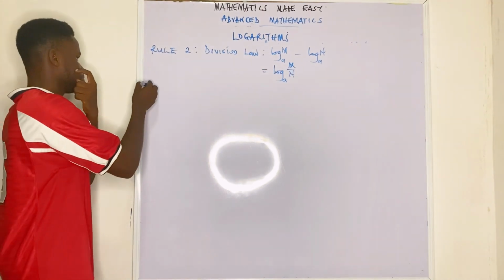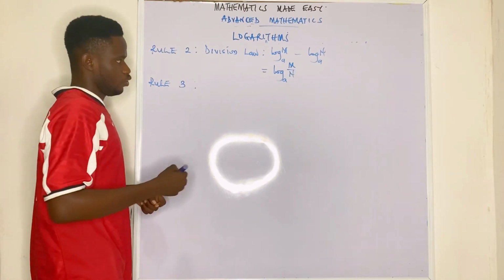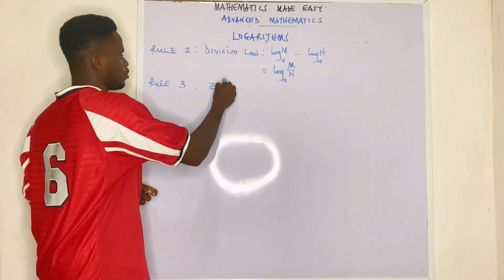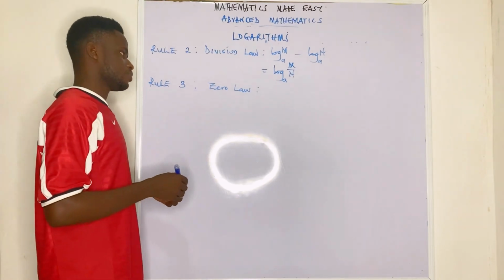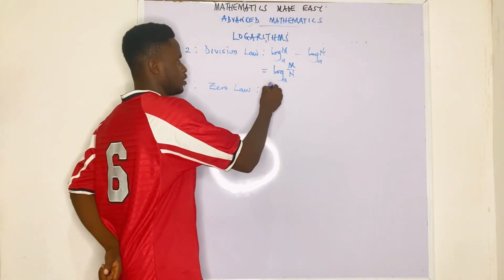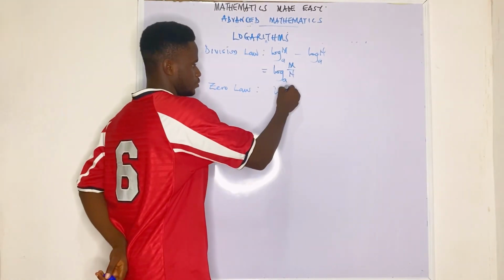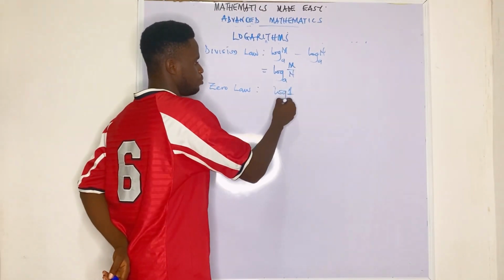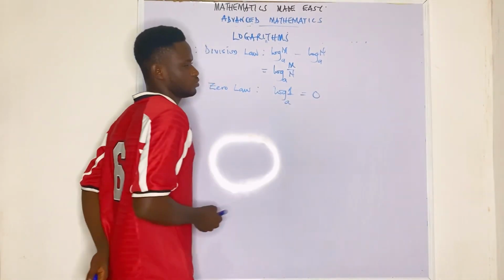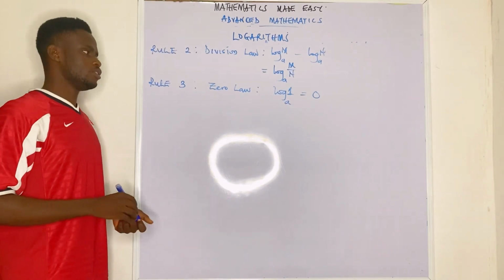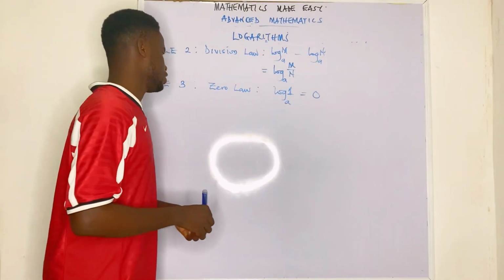So let's move to the next rule. Rule 3. We normally call this one zero law. And this one says that whenever you are given logarithm of 1 to any base, the result is always 0. So logarithm of 1 to any base is always equal to 0.